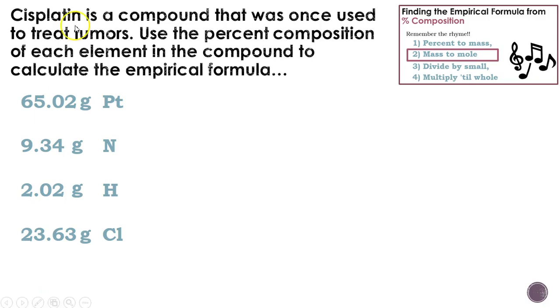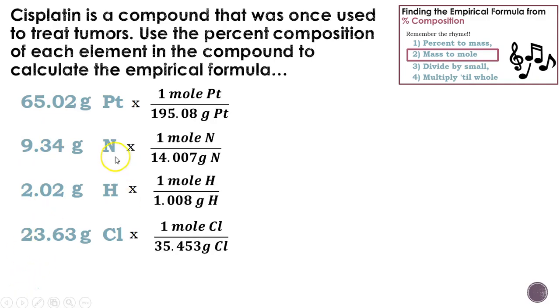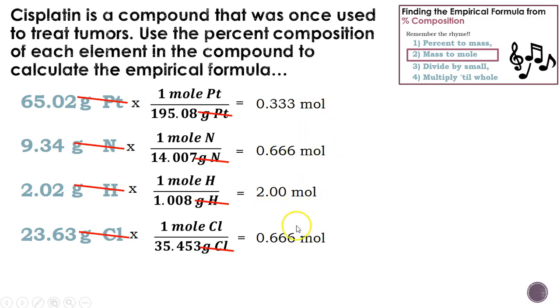In order to convert each of these grams into moles, you need to have their molar mass. So what I want you to do is look on the periodic table and convert each of these into moles. When you do that, you can see platinum has a molar mass of 195.08, nitrogen 14.007, hydrogen 1.008, and lastly, chlorine 35.453 grams. When we do that, the grams are going to cancel, and we're going to get our answer in moles. Once we change mass to mole, we have to do step number 3, which is divide by small.